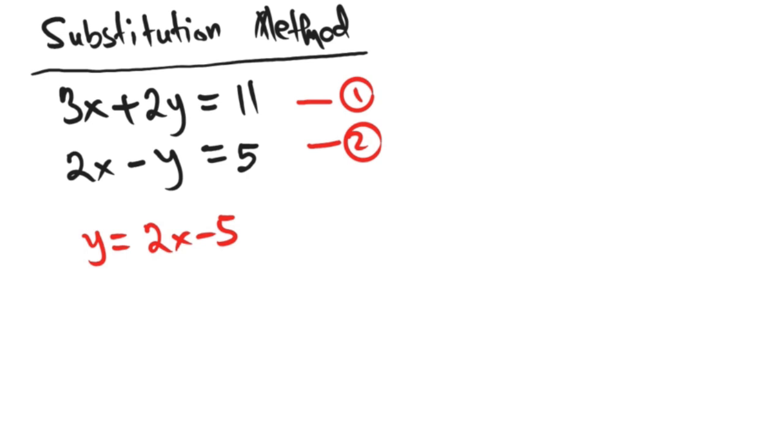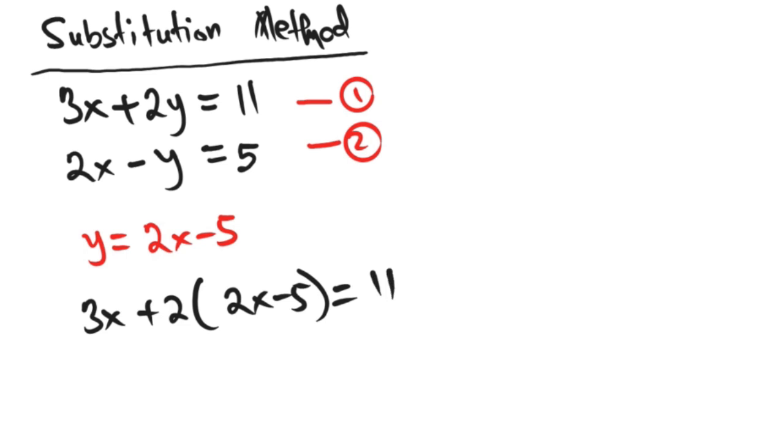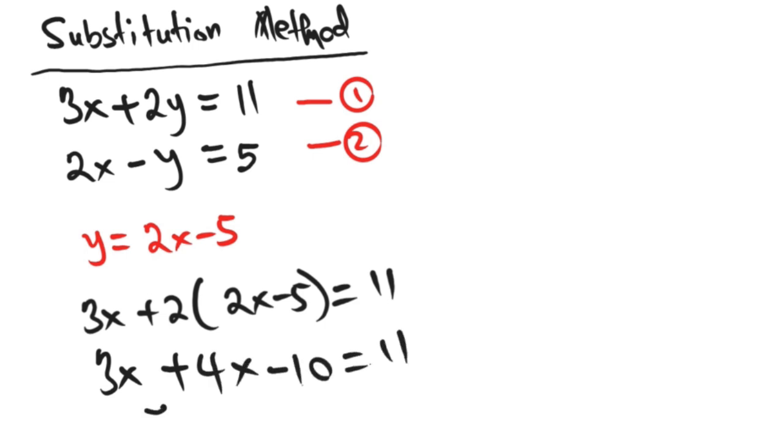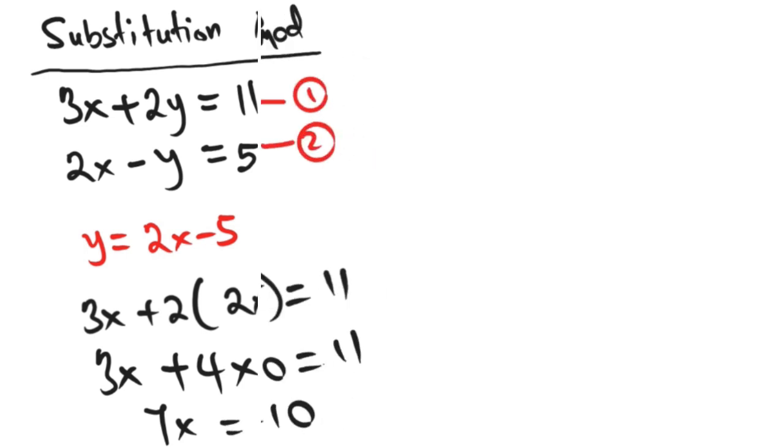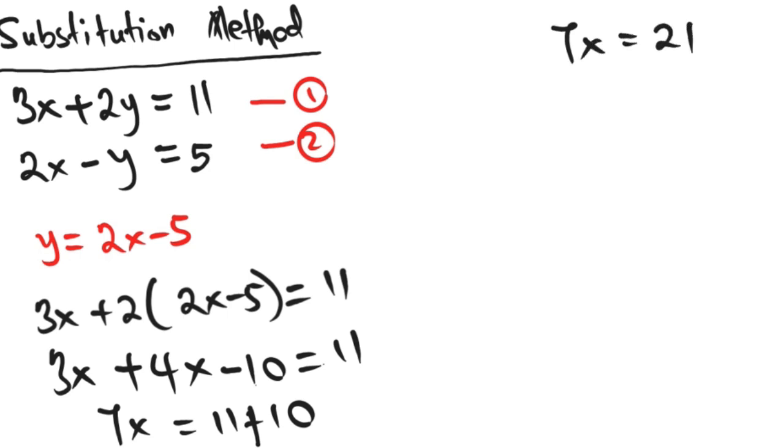Now that I've made y the subject, wherever I see y in the first equation, I can put it there. So substituting y into equation 1 gives me 3x plus 2 into bracket 2x minus 5 equals 11. Then I work this out to find the value of x. This will be 3x plus 4x minus 10 equals 11. Grouping like terms gives 7x equals 11 plus 10, so 7x equals 21. Dividing through by 7, x will be equal to 3.